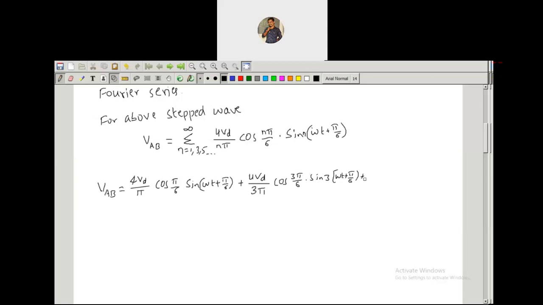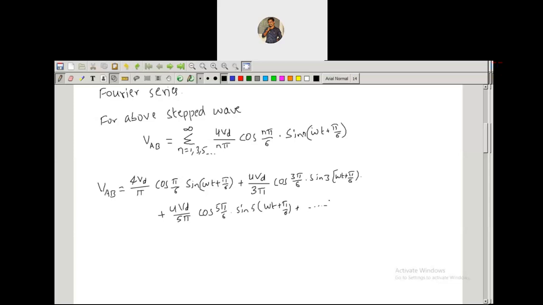plus 4 VD by 5 pi cos 5 pi by 6 sin 5 times of omega t plus pi by 6, and so on up to infinity.